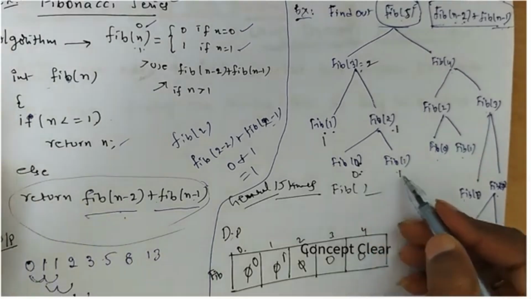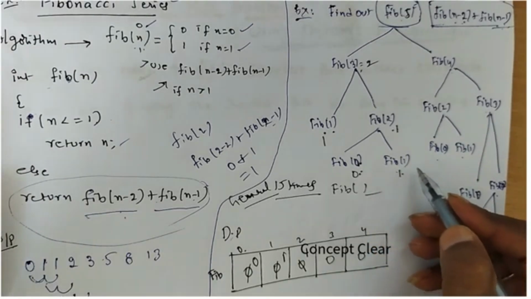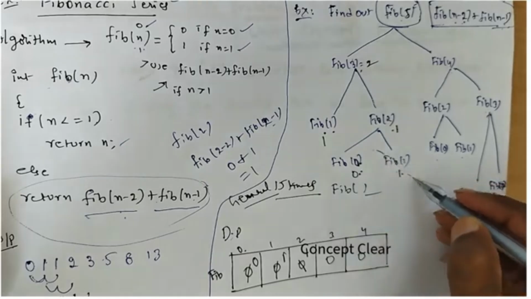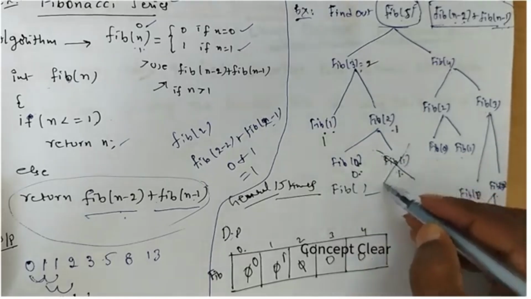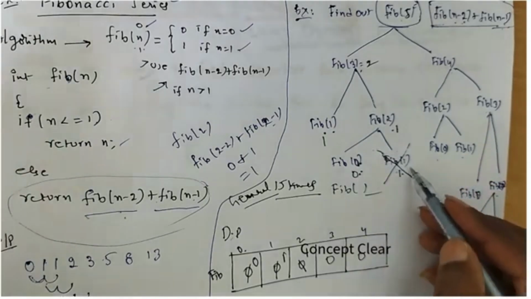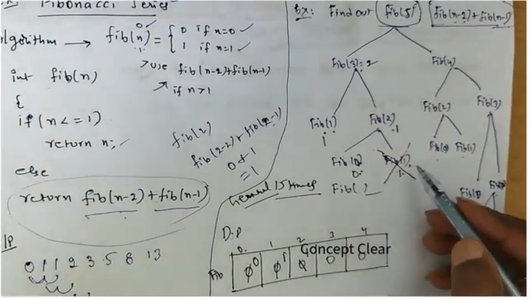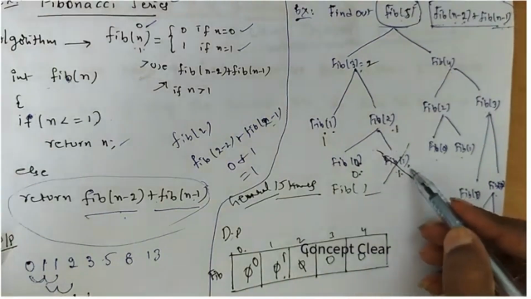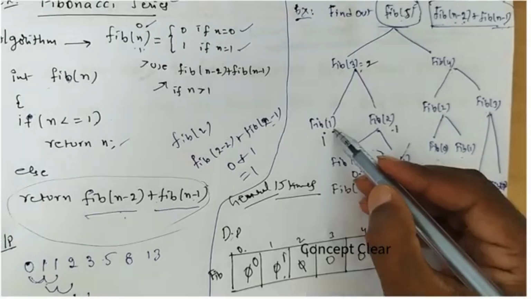Okay, next, what about this fib of 1? Already we stored it, so we are not considering this value. We are not considering this function. So there is no need to call the fib function again here. We know fib of 1 is 1, and it is already stored in the array, so no need to implement this function again. We are implementing fib of 0, fib of 1, fib of 2.